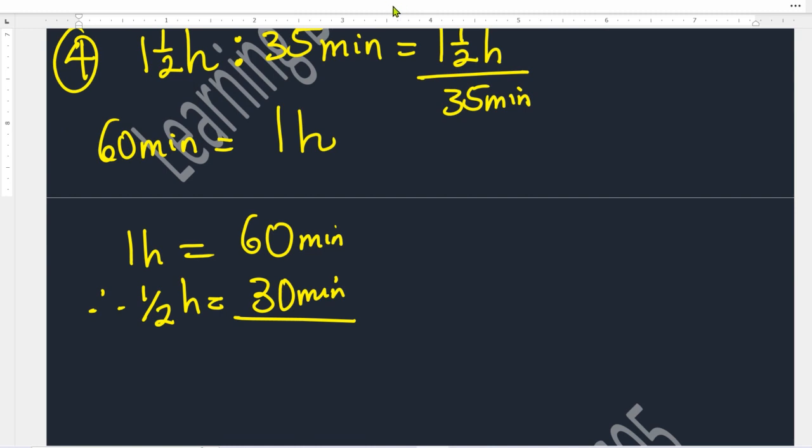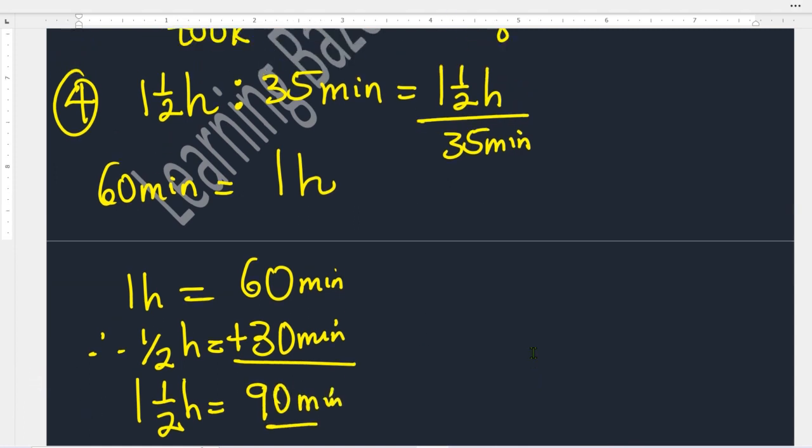So if we add both of them together, if we have 1.5 hours, that is 60 plus 30 minutes, that will be 90 minutes. So now 1.5 hours is equal to 90 minutes. So let's go back to our workings right here. So 1.5 hours will now be 90 minutes over 35 minutes. So minutes will cancel minutes, okay? Then 5 can divide 90 and 5 can divide 35.